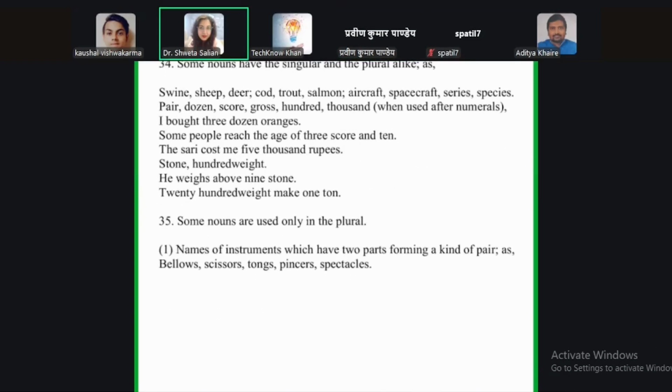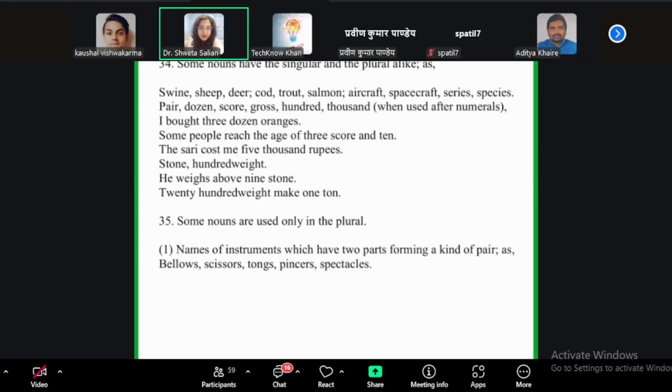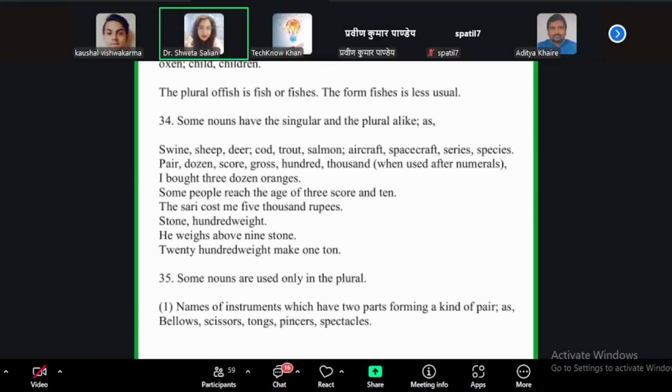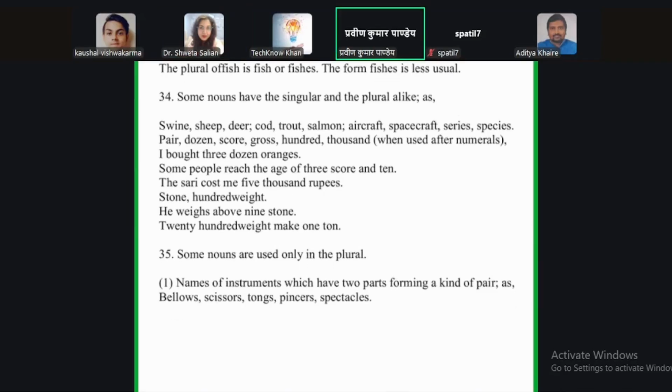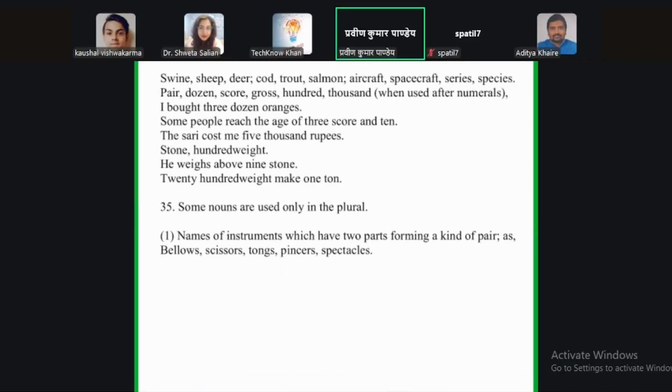Then going on. 3 dozen oranges, not 3 dozens of oranges. That is wrong. I know why you're asking this question, because you've seen "dozens of people". But that is wrong. The word dozen itself means plural. 3 dozen oranges, 1 dozen oranges. A dozen contains 12, so it is itself plural.